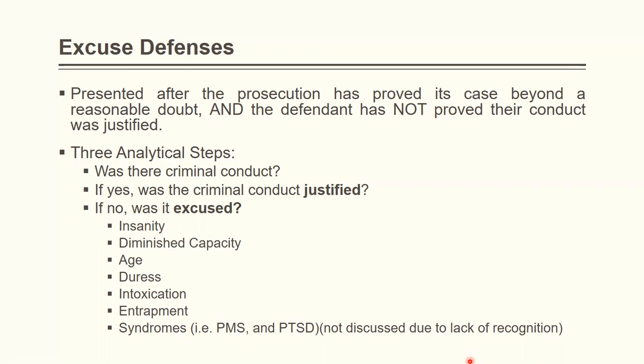Whereas with justification, you're saying, yes, it was a crime technically, but it was right to do. Here you're saying, yes, it was a crime, it was wrong to do, but under the circumstances, I should not be held responsible because I could not control my actions fully.